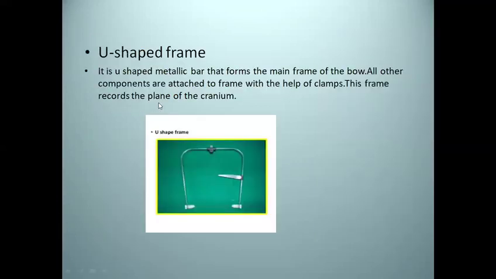First is the U-shaped frame. It's a U-shaped metallic bar that forms the main frame of the bow. All other components are attached to the frame with the help of clamps. This frame records the plane of the cranium. As you can see, this is the U-shaped frame, and it helps in attaching all the components, and the clamps are used for attaching them.